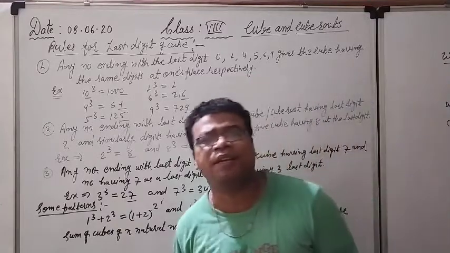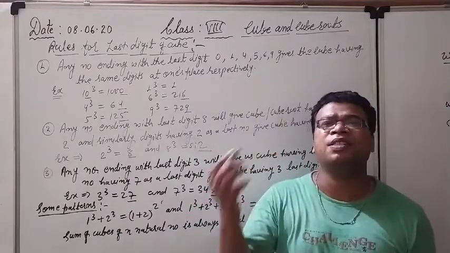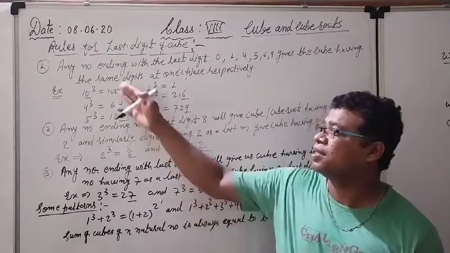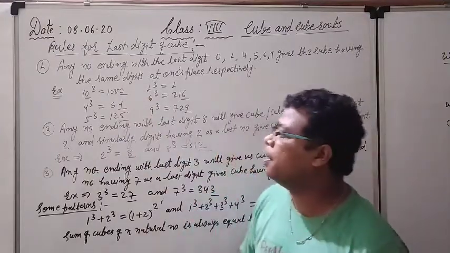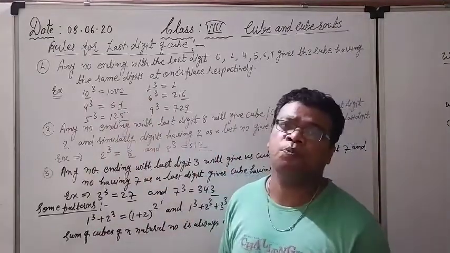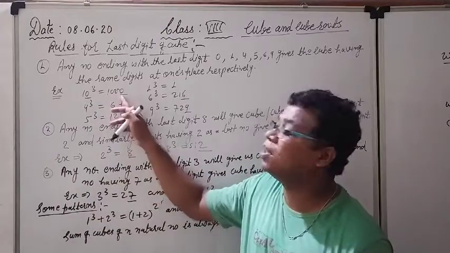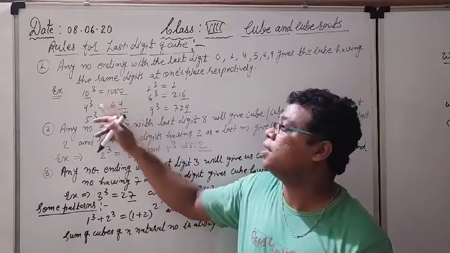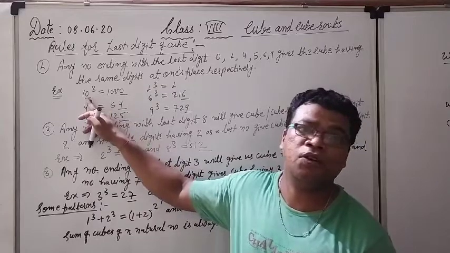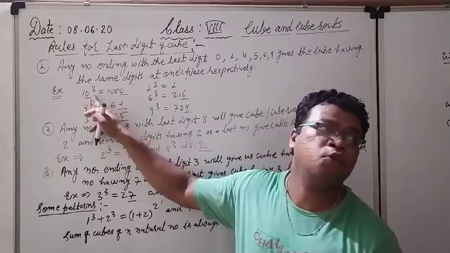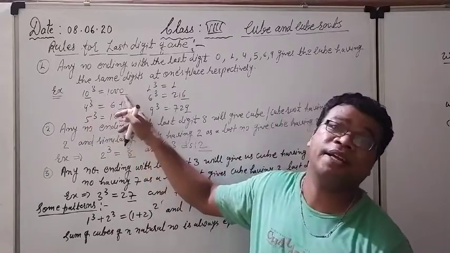What is the meaning of respectively here? Means, for example, it is in the series. Try to understand with the example. Look here. For example, we are finding 10 cube. So what is my answer coming? 1000. You can see 0 is the last digit, and again whenever I take the cube of it, I again get 0 at the end.